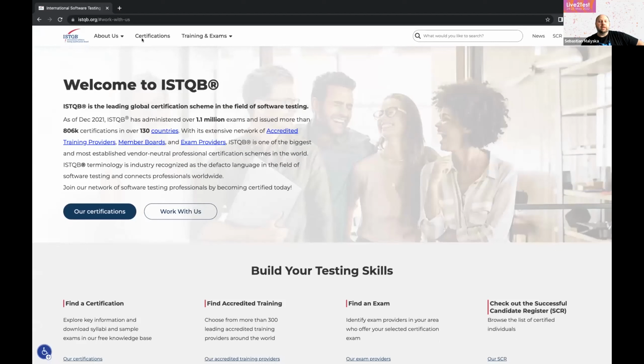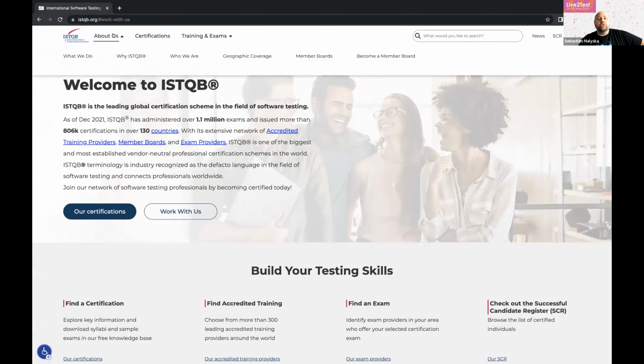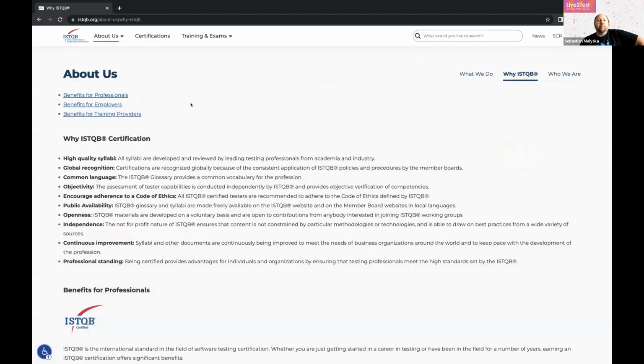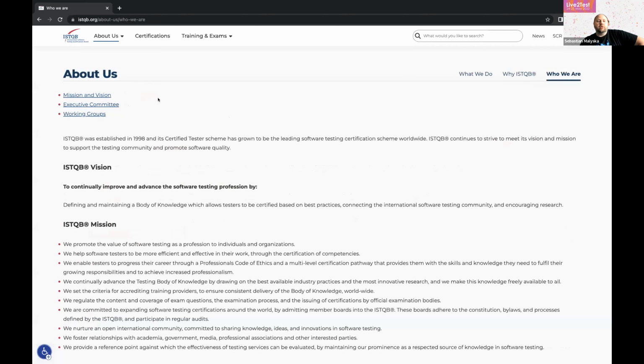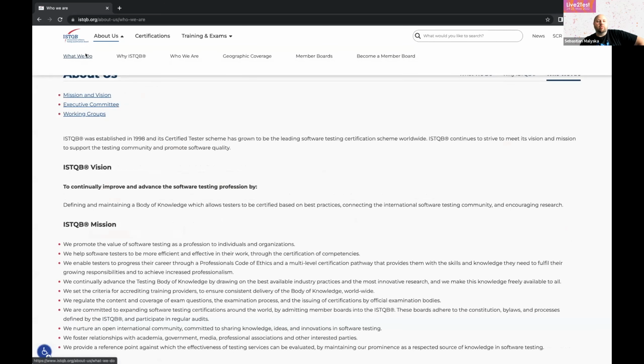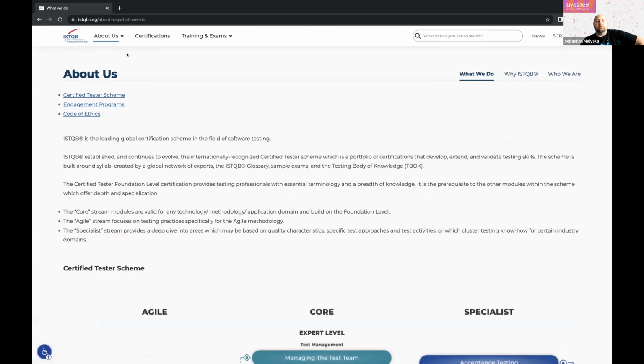We can of course go through all of the stuff, but I would like to also show you the about us page, which is a very interesting aspect, because usually, when you go to your boss and ask to participate in some training and get a certificate, you get the answer: why ISTQB? So there is a page explaining the benefits from different perspectives: professionals, employers and training providers. There is also information about who we are, our mission, vision, executive and working groups, as well as what we do, our code of ethics and all the other stuff.